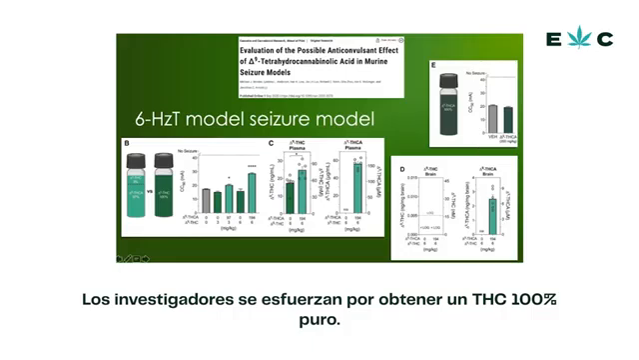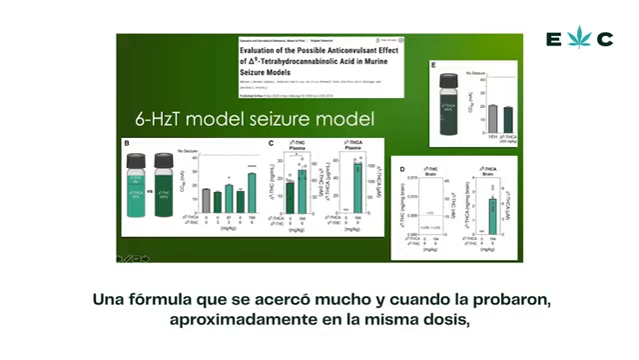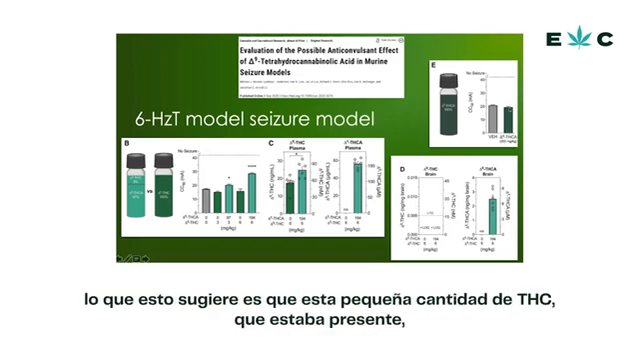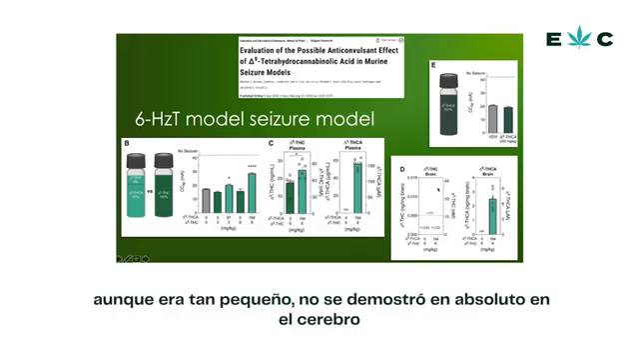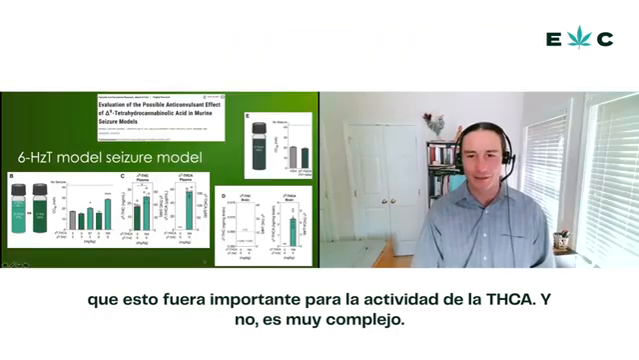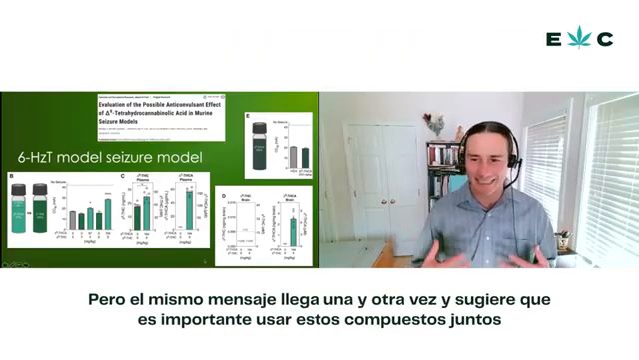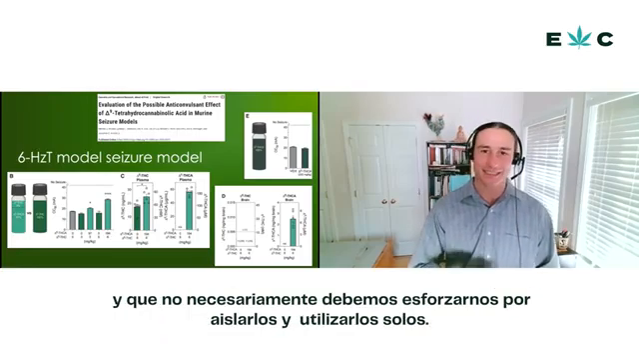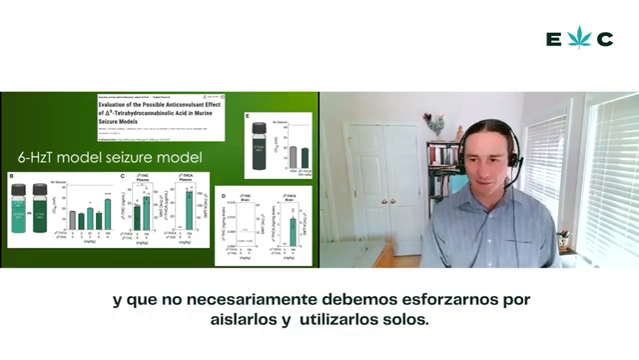The researchers strive to get a 100% pure THCA formula. They came very close. And when they tested it at around the same dose, they found 0 effect on seizure threshold. So what this is suggesting is that this tiny amount of THC that was present, even though it was so small, it did not show up in the brain at all, that this was important for the activity of THCA. I know it's very complex, but the same message comes again and again and again, suggesting that it's important to use these compounds together, and we shouldn't necessarily be striving to isolate them and use them on their own.